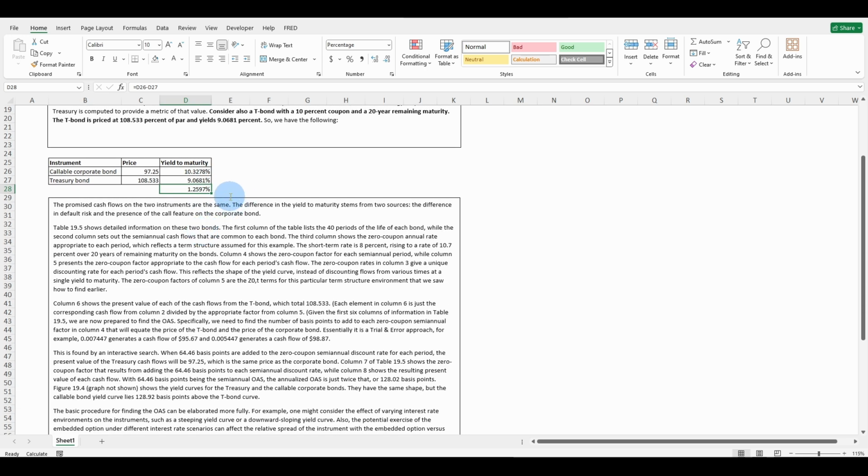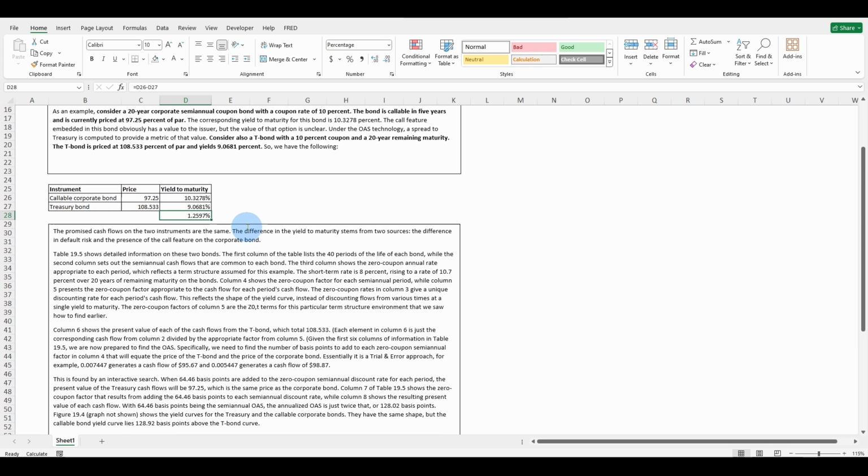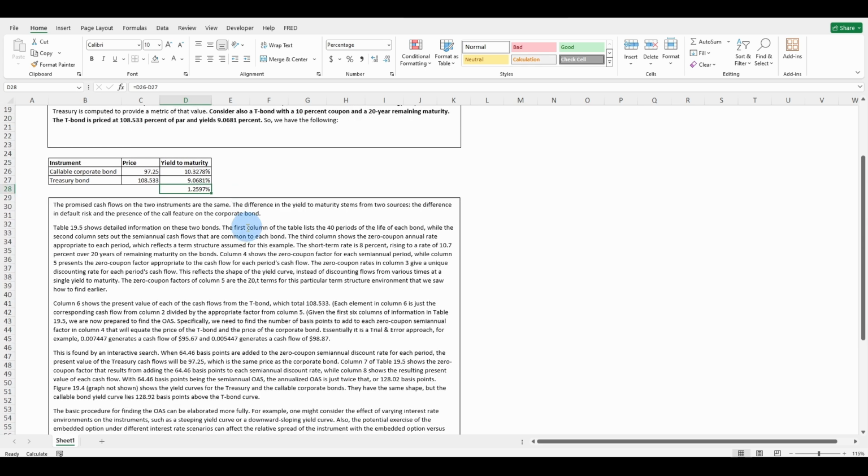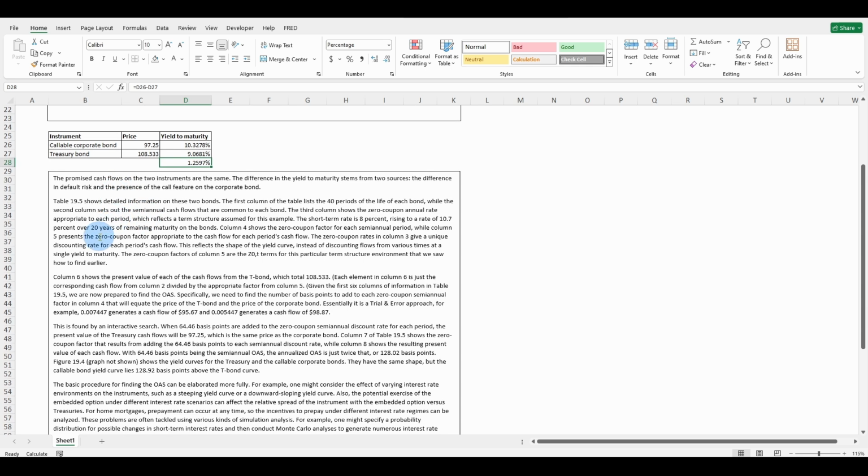One could say, is that the embedded option value? The two promised cash flows on the two instruments are the same. The difference in the yield to maturity stems from two sources, the difference in default risk and the presence of that call feature on the corporate bond. Table 19.5 shows detailed information on these two bonds.